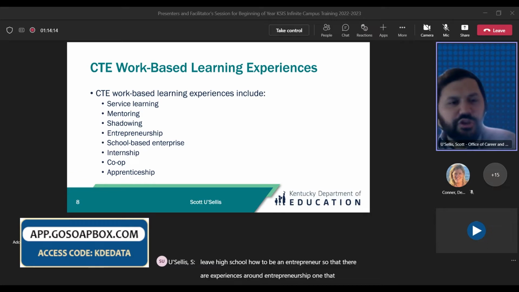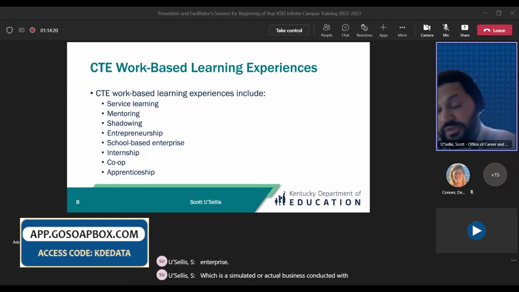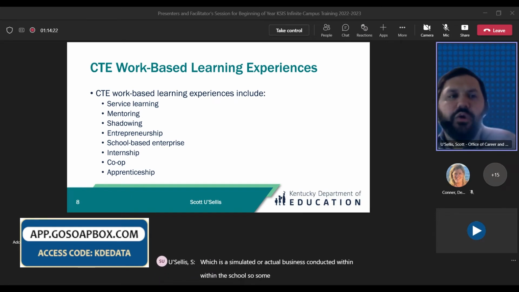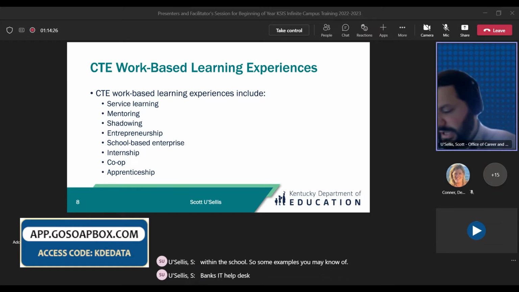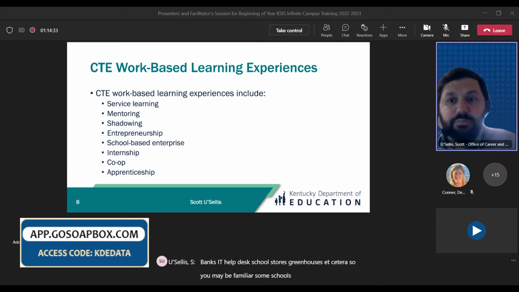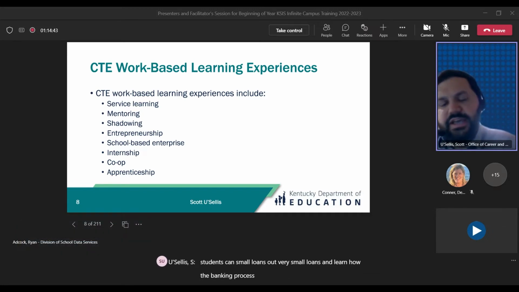One that you may be familiar with in some of your schools is school-based enterprise, which is a simulated or actual business conducted within the school. Some examples you may know of are banks, IT help desks, school stores, greenhouses, etc. Some schools have a branch of a bank in the community in the school, where students can take out very small loans and learn how the banking process works.